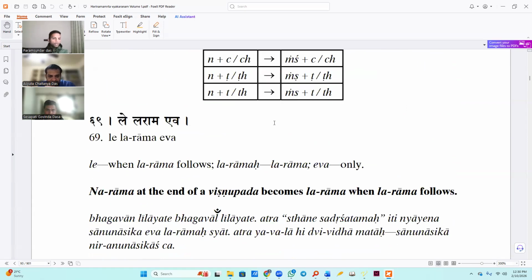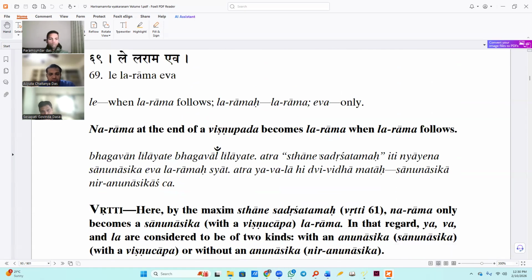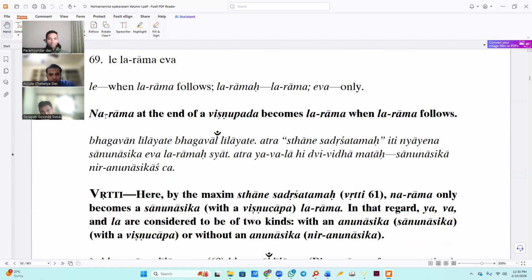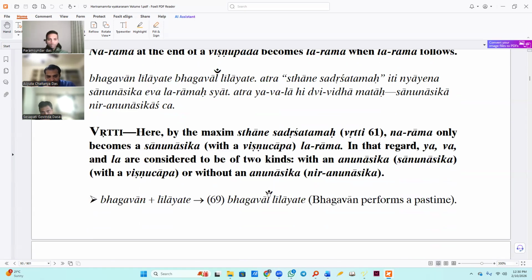If na is followed by la, na becomes la. Like Shraddhavan labhate becomes Shraddhaval labhate jnanam. Tatpara sanyatendriya. So na followed by la, na becomes la. And it says that la is also accompanied with the Chandrabindu, the Vishnu Chapa. There is also the Vishnu Chapa there. So if you see the Bhagavad Gita verse, Shraddhavan labhate jnanam, you will see la, L, with the Vishnu Chapa.